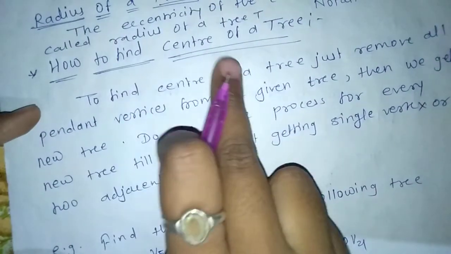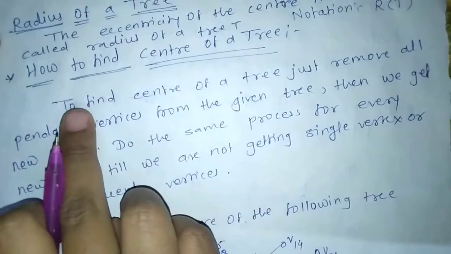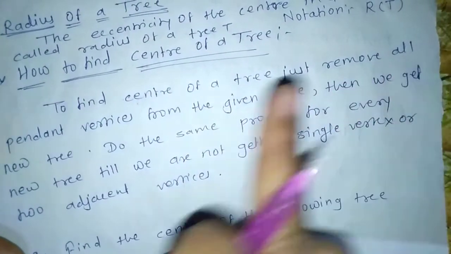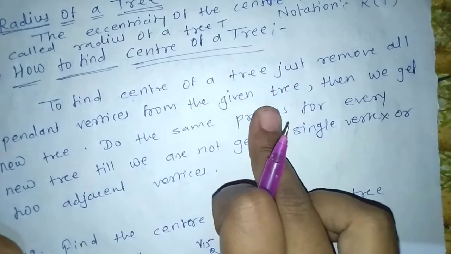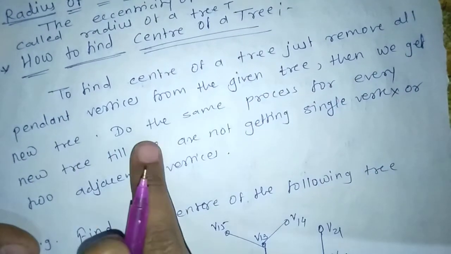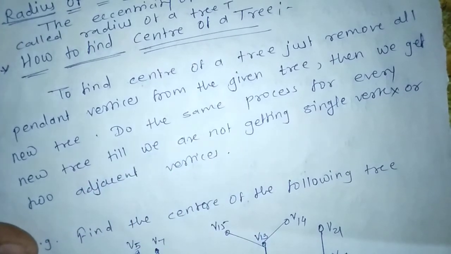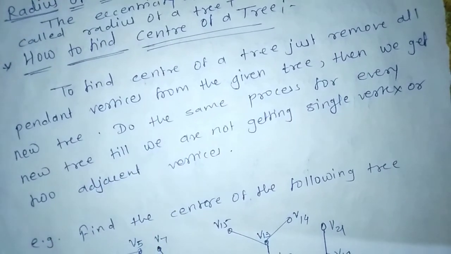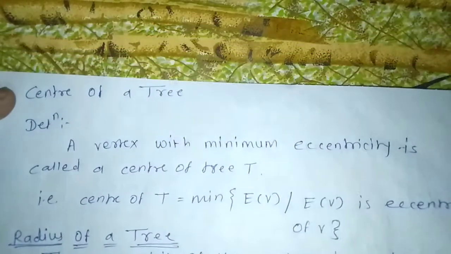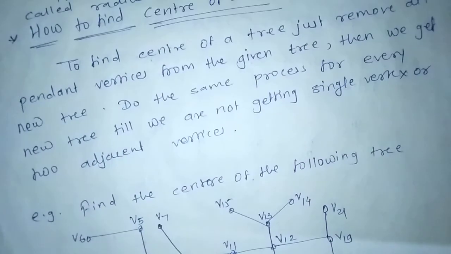Next point, how to find the center of a tree. To find the center of a tree, just remove all pendant vertices from the given tree, then we get a new tree. Do this same process for every new tree till we get a single vertex or 2 adjacent vertices. मीन्स सेंटर ऑफ अ ट्री एकतर तुम्ही इसेंट्रिसिटी फाइंड आउट करून पण फाइंड आउट करू शकता किंवा तुम्ही पेंडेंट व्हर्टेक्स रिमूव्ह करून सुद्धा सेंटर फाइंड आउट करू शकता. आणि ही प्रोसेस कुठपर्यंत करायची, जोपर्यंत तुम्हाला सिंगल व्हर्टेक्स भेटत नाही किंवा कोणतेही 2 ॲडजस्टंट व्हर्टेक्स भेटत नाही तोपर्यंत.